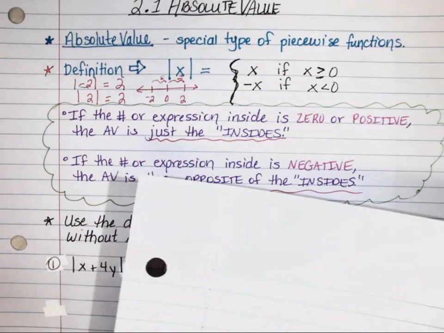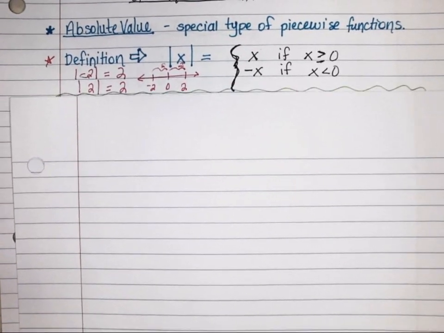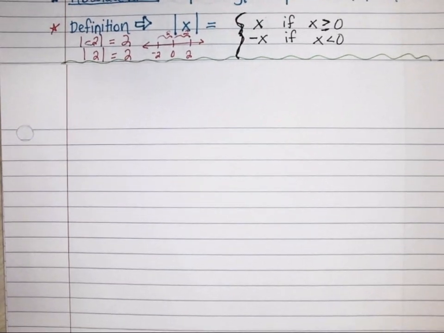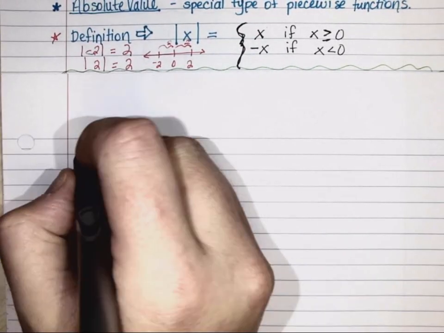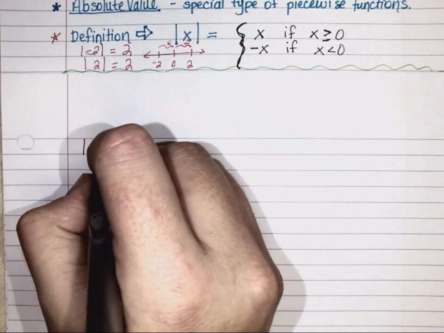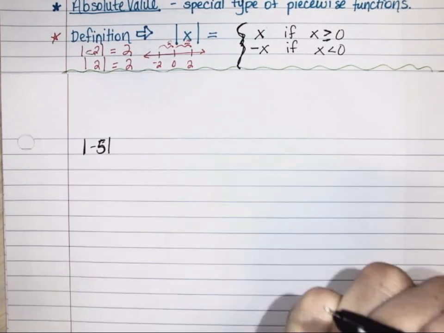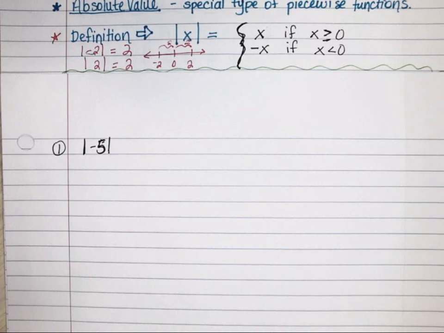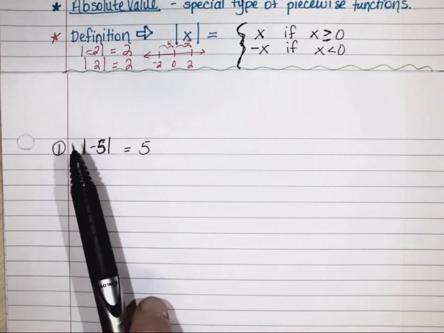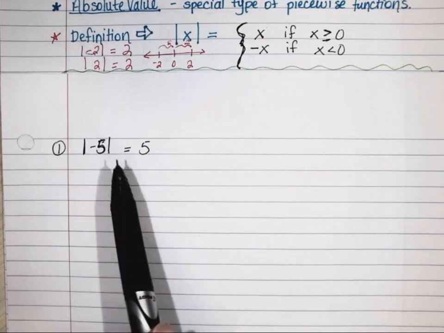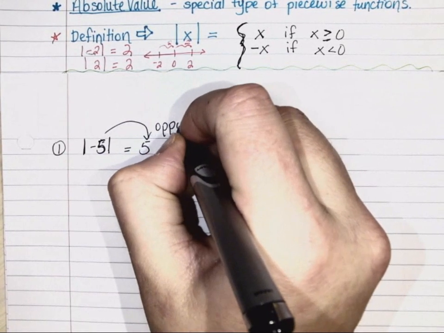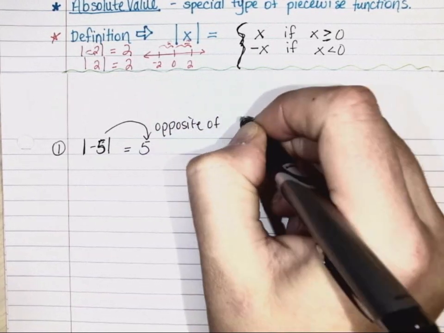All right, we'll practice what that means before we move on. So let's look at some examples. So the absolute value of -5. The absolute value of -5, you know, is 5. But notice that it was negative inside, so I actually do the opposite of the inside.